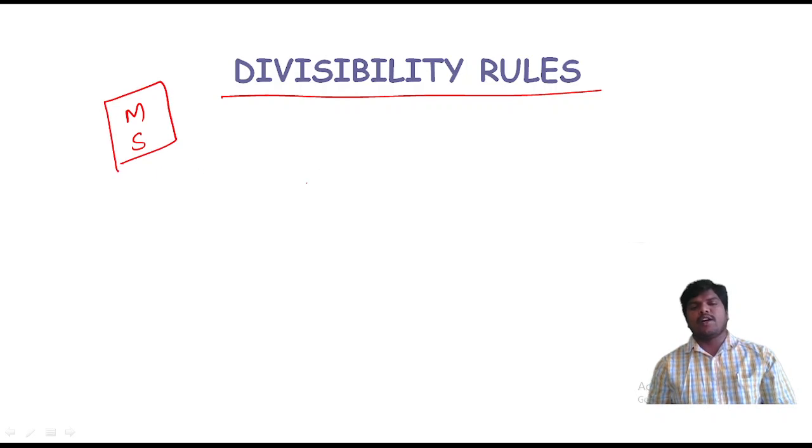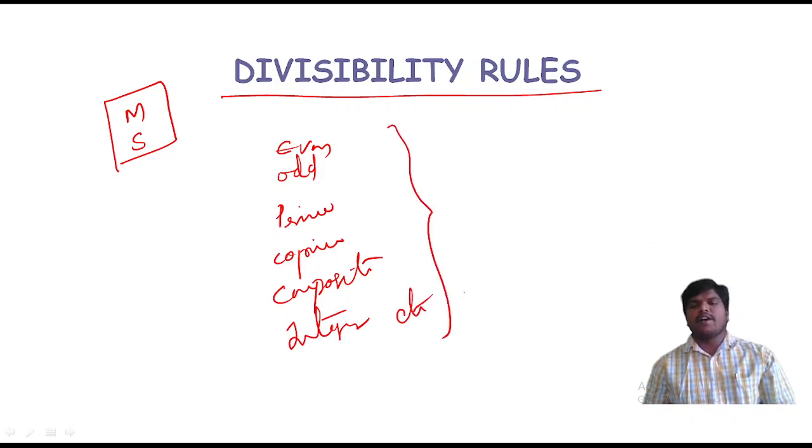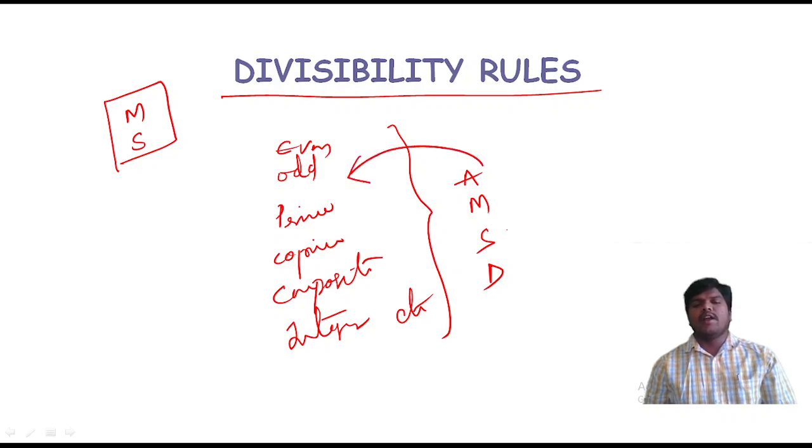We know that there are different types of numbers available in our number system called even numbers, odd numbers, prime numbers, co-prime numbers, composite numbers, integers, etc. So these are the different types of numbers. There are some operations called addition, multiplication, subtraction and division. These are all the available operations applied on numbers.